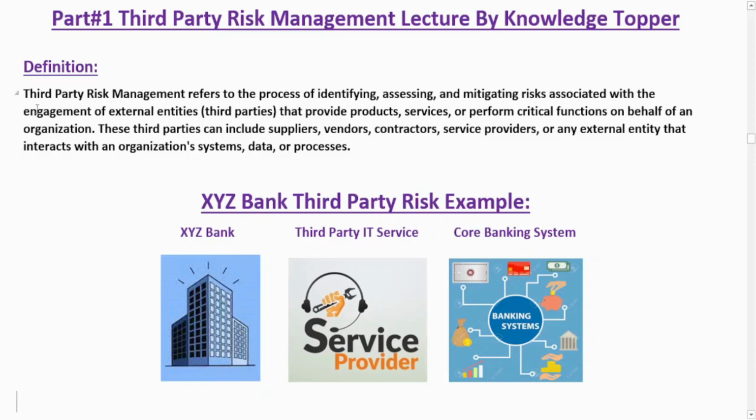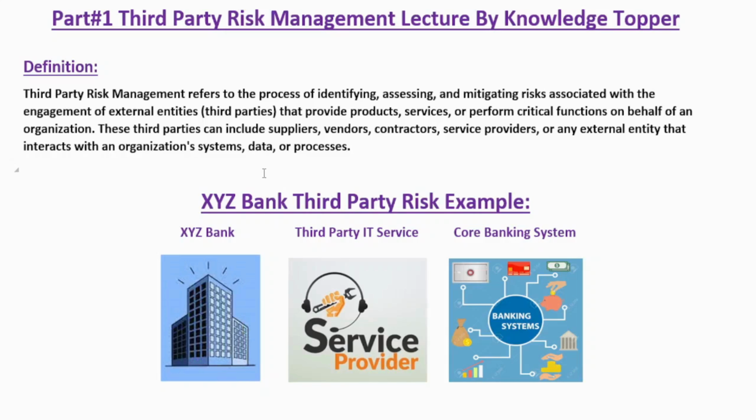As written on your screen, third party risk management refers to the process of identifying, assessing and mitigating risk associated with the engagement of external entities like third parties that provide products, services, or perform critical functions on behalf of an organization. These third parties can include suppliers, vendors, contractors, service providers, or any external entity that interacts with an organization's systems, data, or processes.